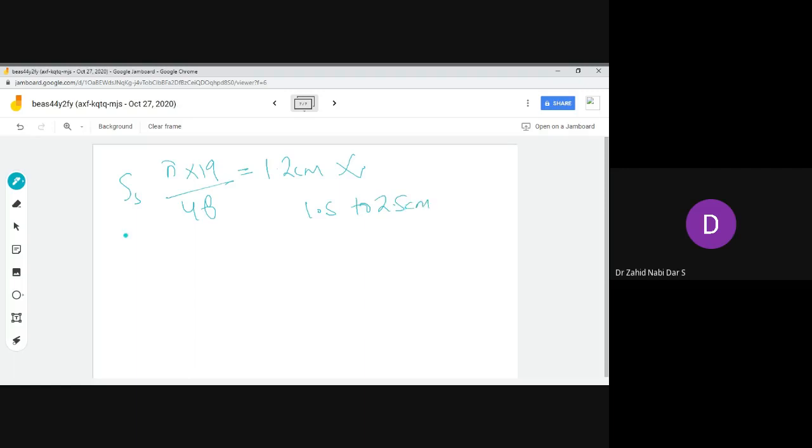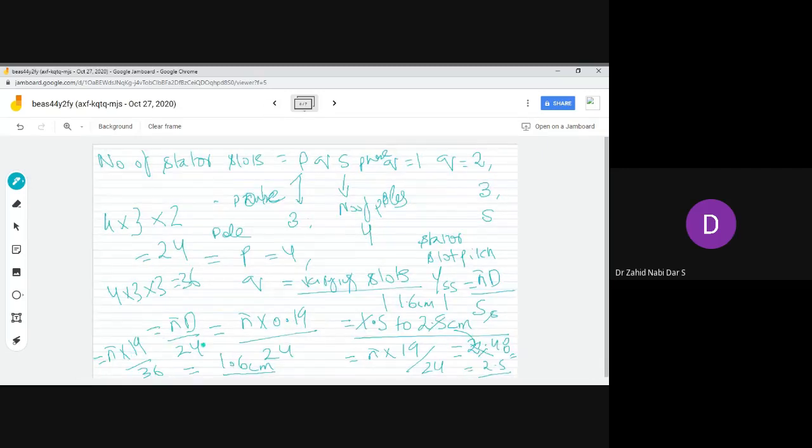If you still go ahead with q value as 5, similarly it will become 4 into 3, 12, so it becomes 60. It still drops down, so it does not remain in the range. The value that is comfortably in the range is for q equal to 3, that is pi D by 36, that is 1.6 centimeter. So we can safely say that the number of stator slots SS equal to 36 is selected.